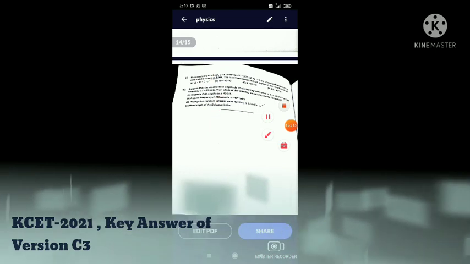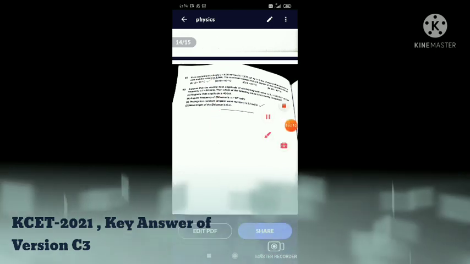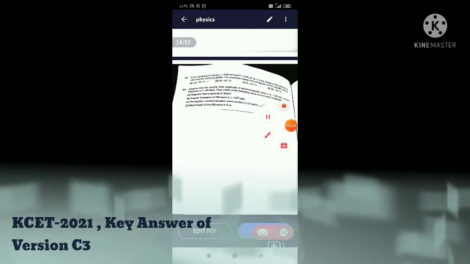Next we will move to the last question. Suppose that the electric field amplitude... For this question, the correct answer is answer C.